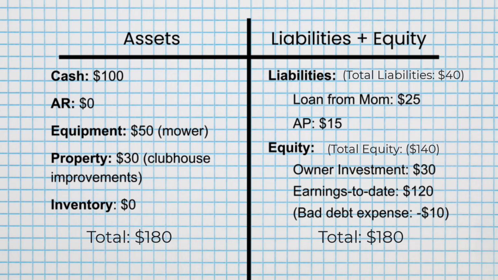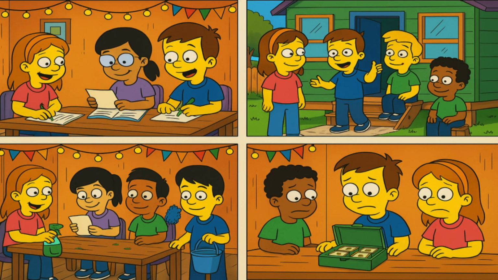Okay, so at this point, the Fix-It Friends started with a simple service gig, used profit to build a small rental property. They added in inventory sales. They tracked sales, cost of goods sold, and expenses. They were introduced to accounts receivable, accounts payable, and bad debt. And they watched all this flow through the balance sheet, the income statement, as well as another statement that we're going to get into in the next lesson called cash flow statement.